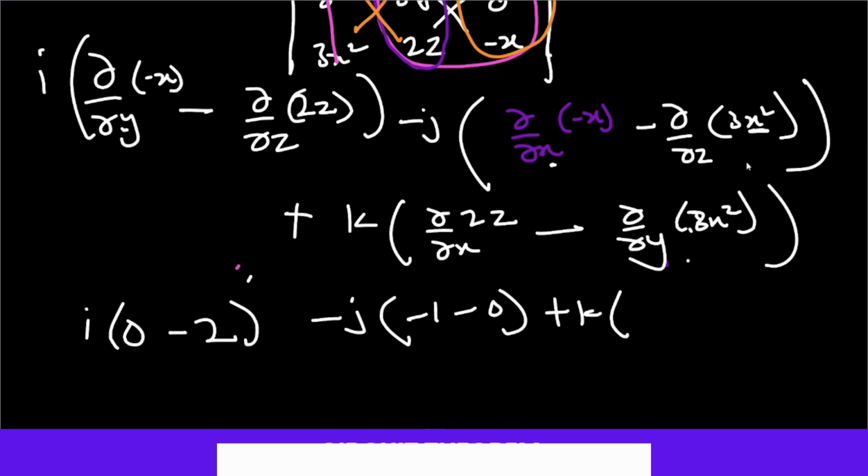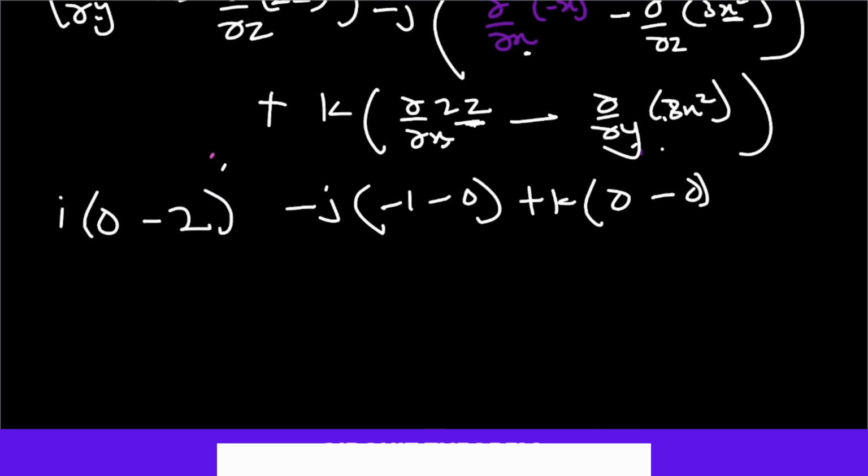Plus k. Let's look at k. X with respect to x: there is no x here, so it will be 0. Here we are doing with respect to y, there is no y here, so this one will also be 0. It means that our result will be minus 2i, minus, this will give us plus j.